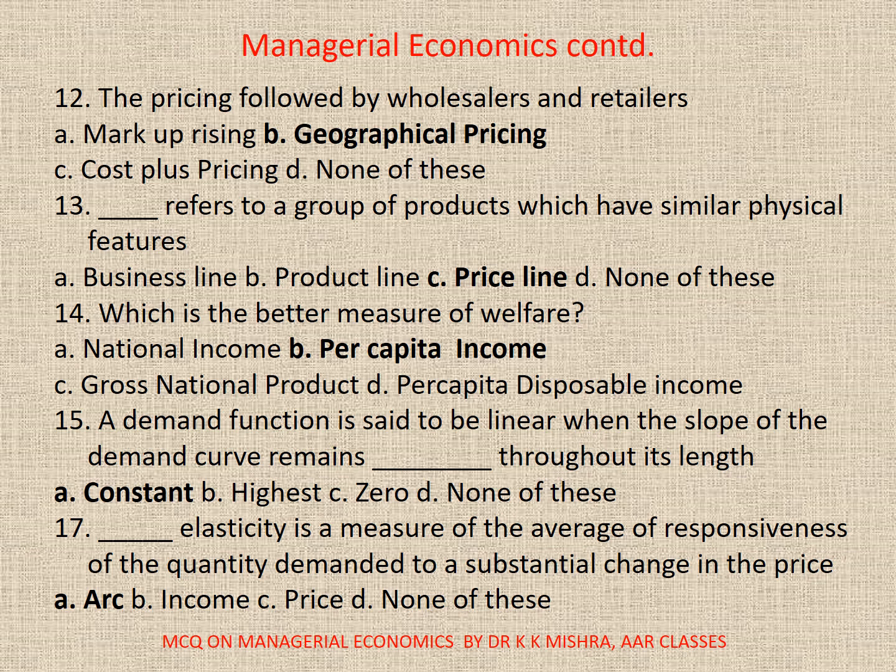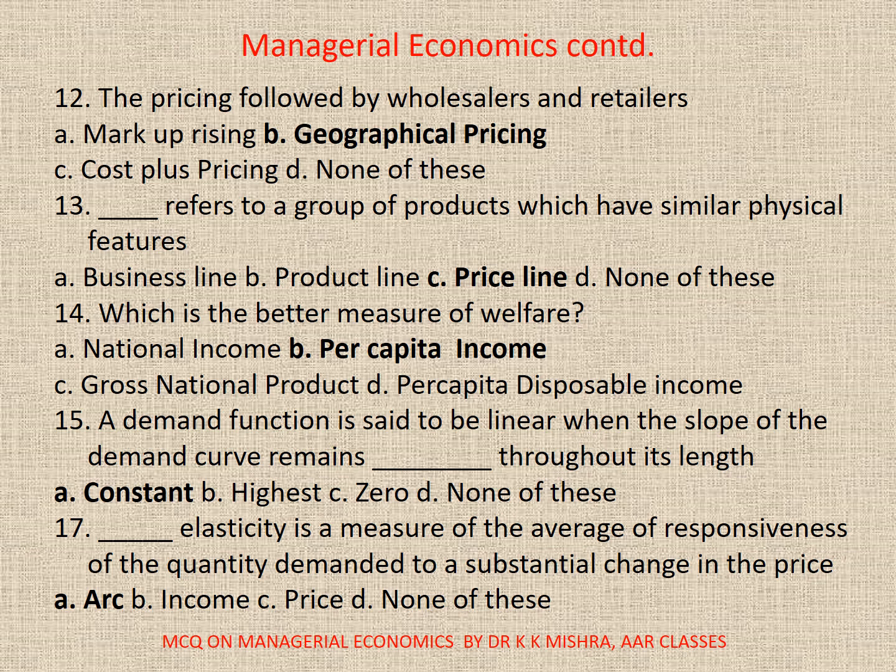Markup pricing. 13. Dash refers to a group of products which have similar physical features. A. Business line, B. Product line, C. Price line, D. None of these. The correct option is B.